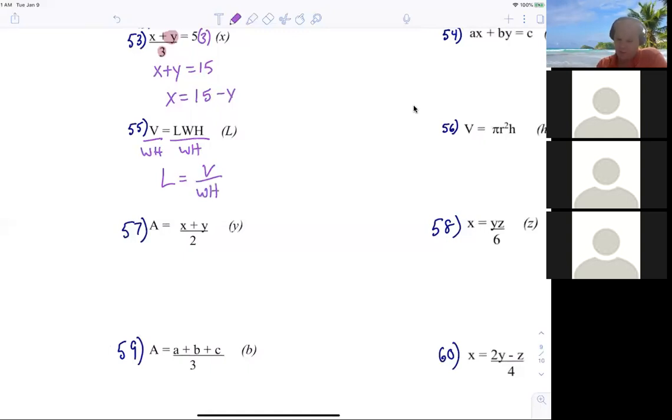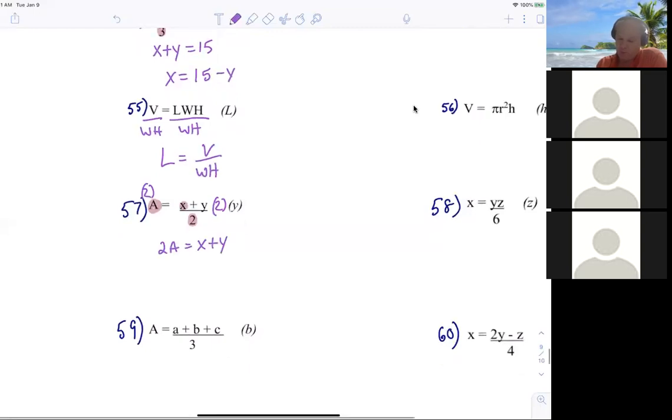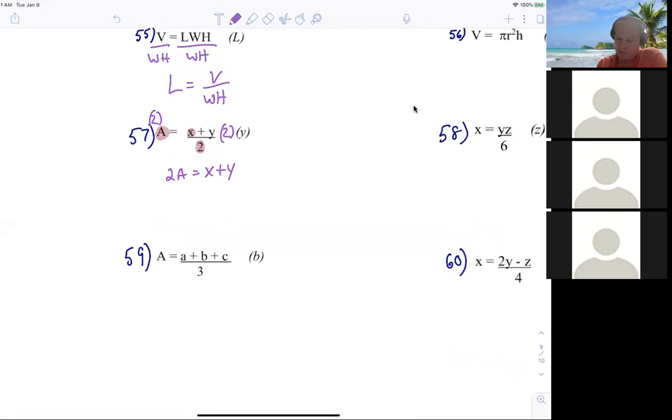57, get rid of dividing by 2, and then get rid of x. So multiply both sides by 2. So 2a is equal to x plus y. Subtract x from both sides. So y equals 2a minus x.